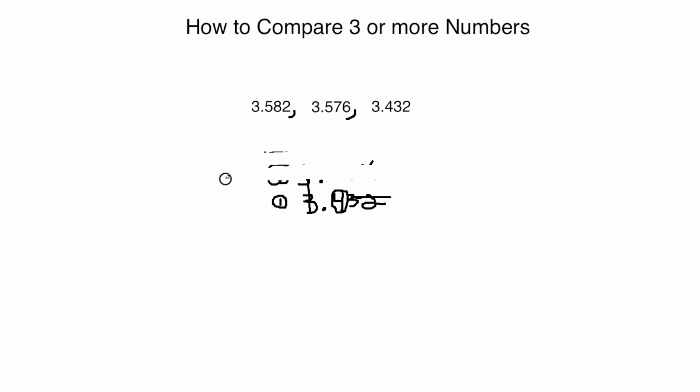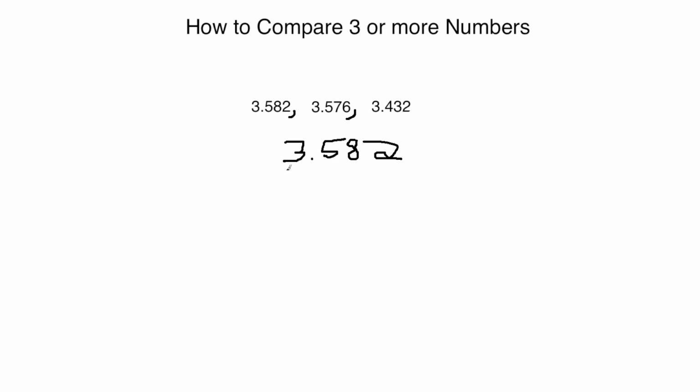And let's go from greatest to least. All right, with the same numbers. So let's make it smaller. You're going to rewrite it from top to bottom. So you have 3 and 582 thousandths. Then you have 3 and, line up the decimal, 576 thousandths. Then you have 3 and 432 thousandths.